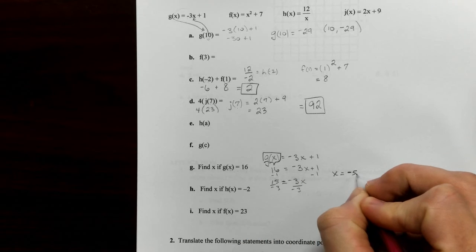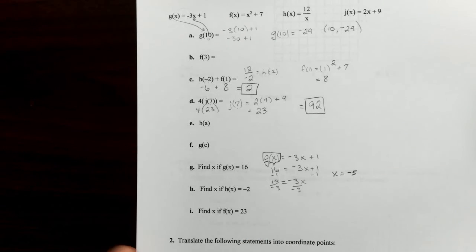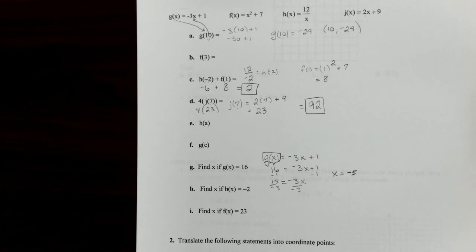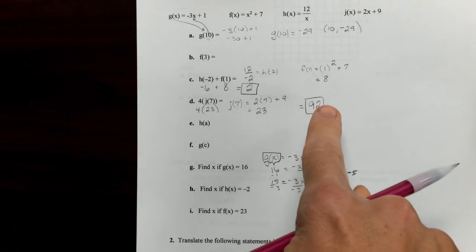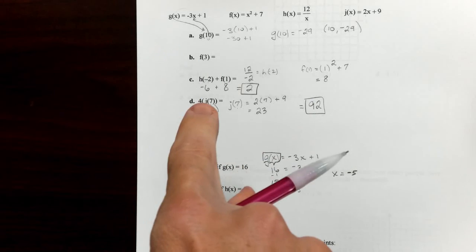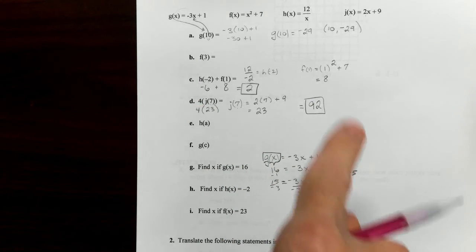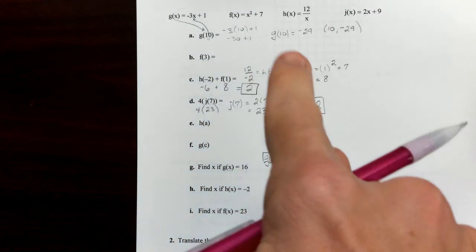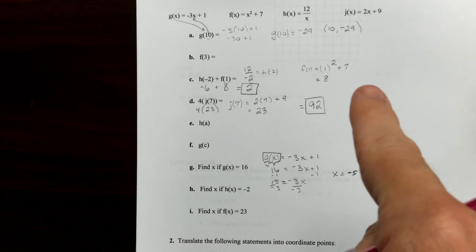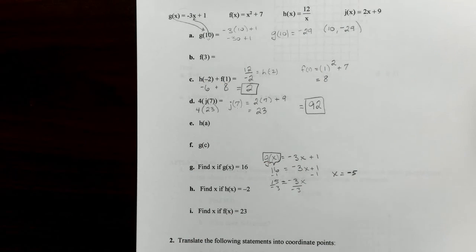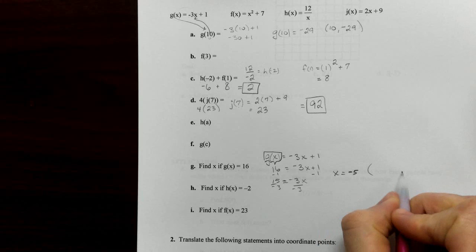Okay, so now Cameron, talk to me. We have a point, right? We have an x value, we have a y value, just like we had up here. The only difference is I gave you the y, you found the x. Up here, what we were doing yesterday, I gave you the x, you found the y. Okay, so now help me out, Cameron. What is the point that we just found?